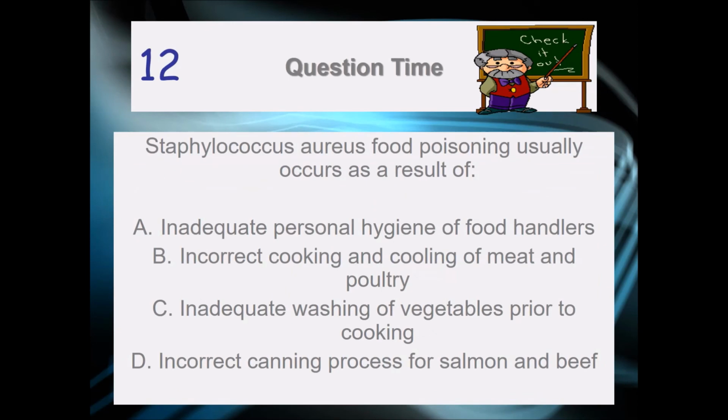And question 12. Staphylococcus aureus food poisoning usually occurs as a result of A. Inadequate personal hygiene of food handlers, B. Incorrect cooking and cooling of meat and poultry, C. Inadequate washing of vegetables prior to cooking, or D. Incorrect canning process for salmon and beef.